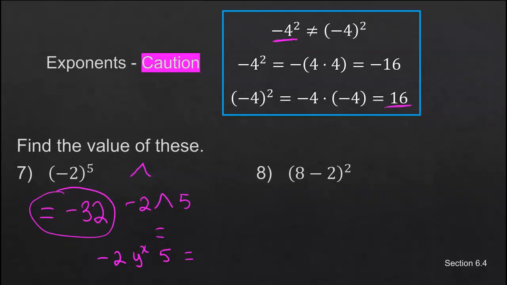On the next one, you would subtract first, so you get a positive 6. We don't need parentheses on positive numbers, but if that had been negative, you would definitely keep the parentheses on to calculate it, and it is 36.